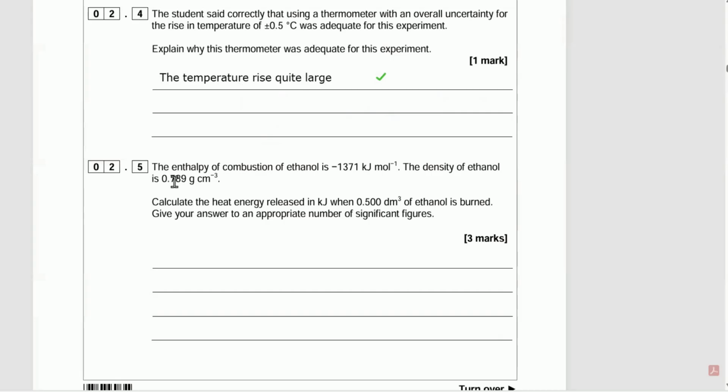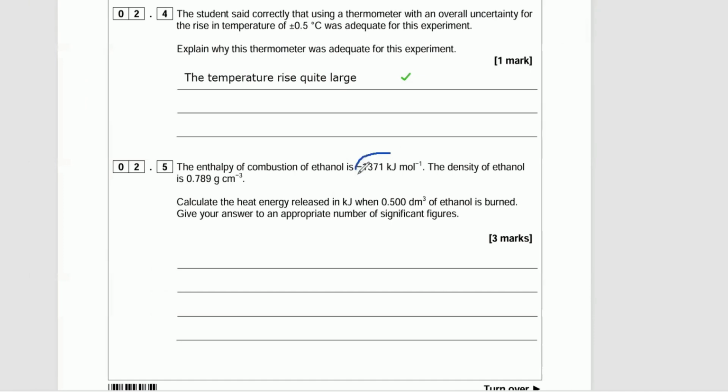2.5. The enthalpy of combustion of ethanol is minus 1371 kJ per mole to the minus 1. The density of ethanol is 0.789 grams per centimeter cubed. Calculate the heat energy released in kilojoules when 0.5 decimeters cubed of ethanol is burned. Give your answer in the appropriate number of significant figures. So once again, what I do here, I just highlight some stuff. Okay, so that is my delta H, that's my enthalpy change, enthalpy of combustion, put a little C there.